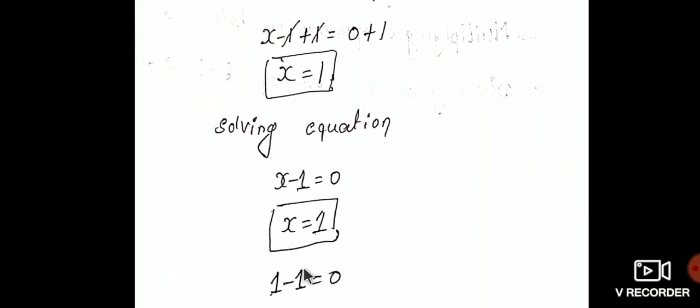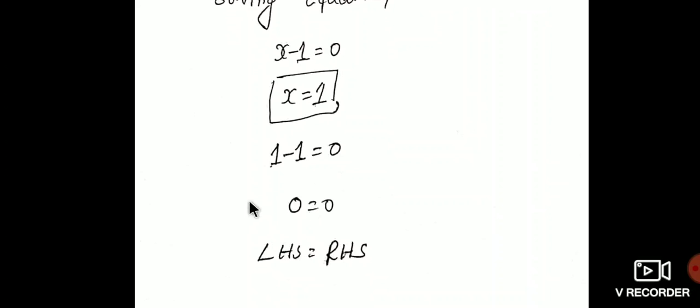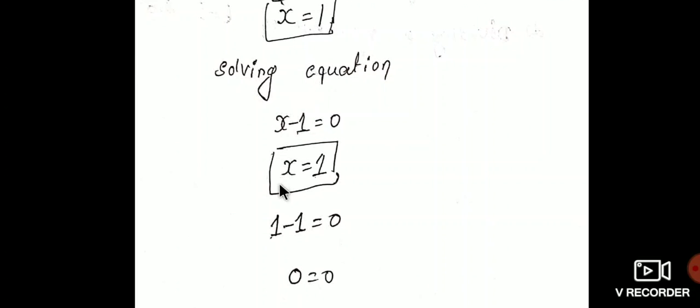Next we have to solve the equation, that's very easy. So x minus 1 is equal to 0 is the given equation, and we got that x is equal to 1. So simply we substitute the value x is equal to 1. Then x minus 1 is equal to 0. In the place of x we should substitute 1. So 1 minus 1 is equal to 0. 0 is equal to 0. LHS is equal to RHS.